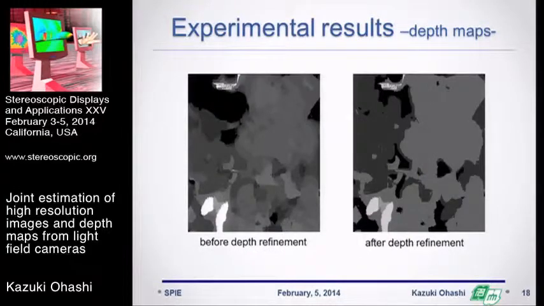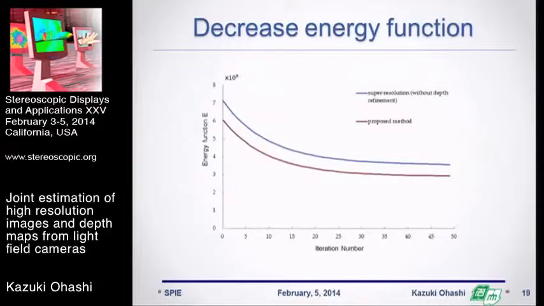Left is the depth before depth refinement, which is calculated by stereo matching. Right is the depth after depth refinement. And this energy function E is plotted against the number of iterations in this graph. The blue line is using super resolution without depth refinement, and the other line is using the proposed method. In this graph, the proposed method reduces the energy function E compared to super resolution reconstruction without depth refinement.